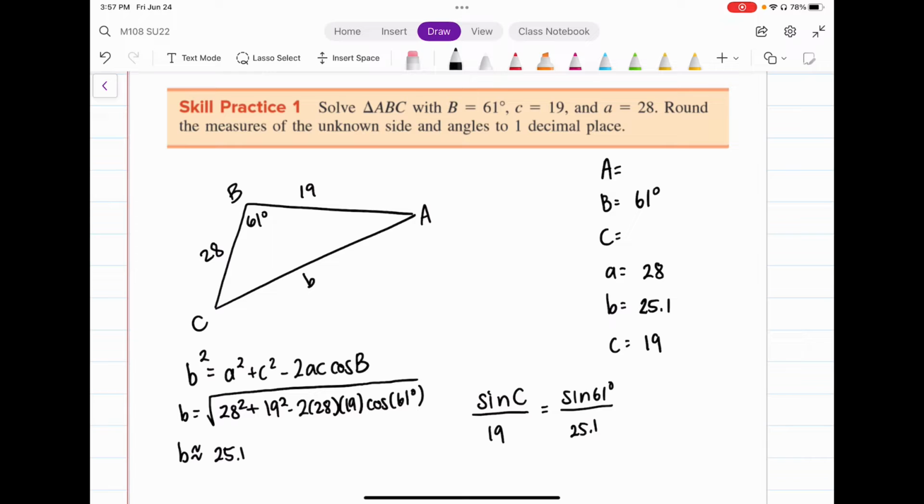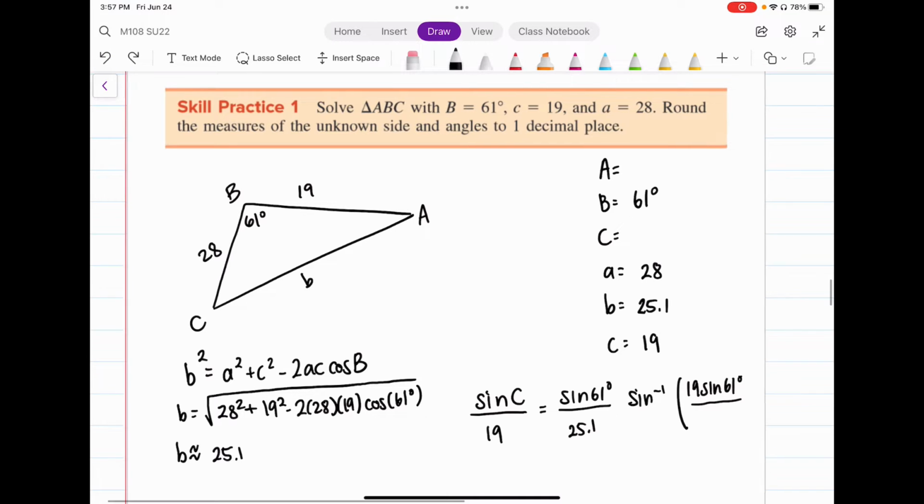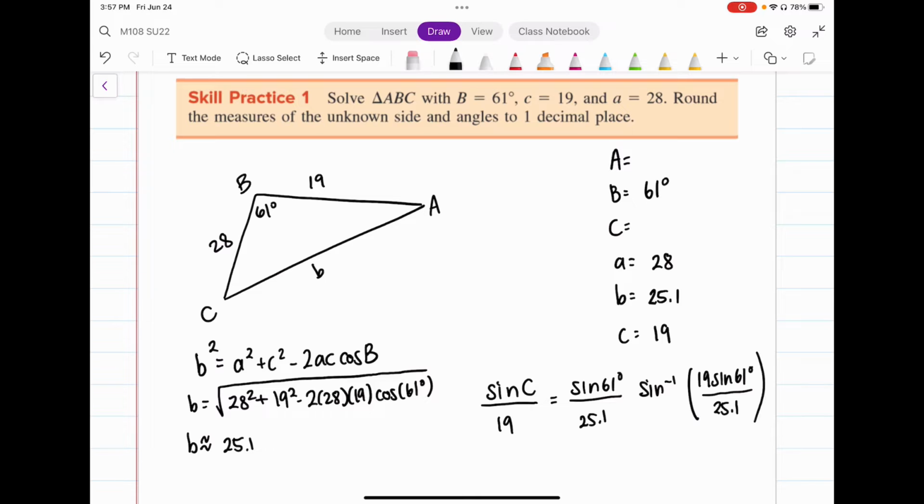We're going to need to use the inverse sine. So the inverse sine of 19 sine 61 degrees over 25.1. Using the inverse sine, we have the inverse sine of 19 times sine 61 degrees over 25.1. That's going to equal angle C. And so angle C is 41.5 degrees.